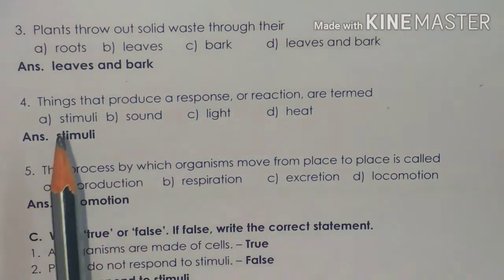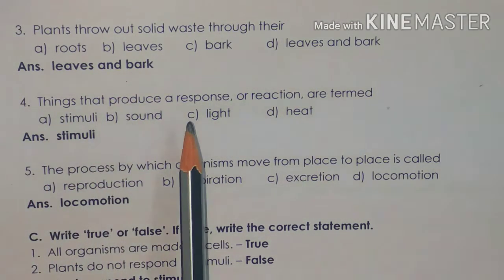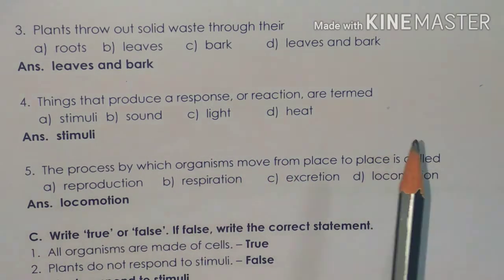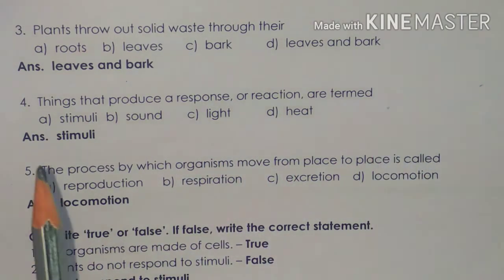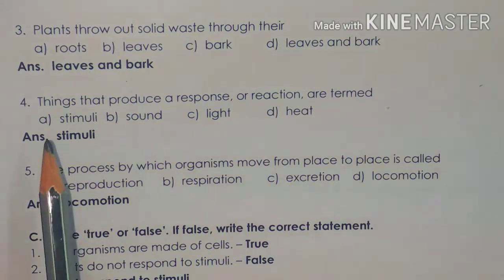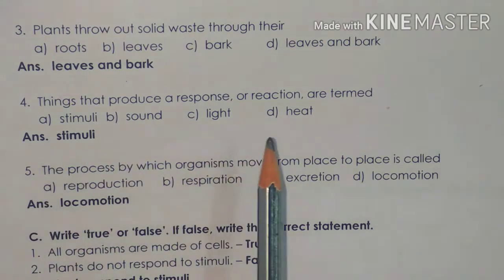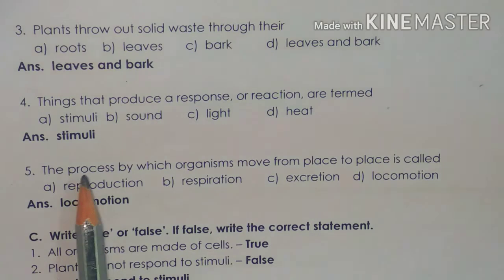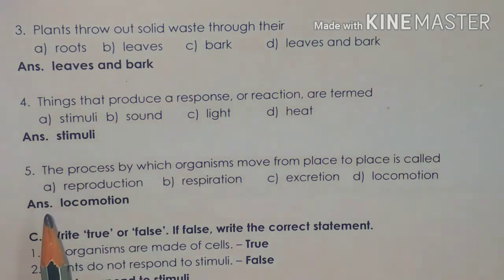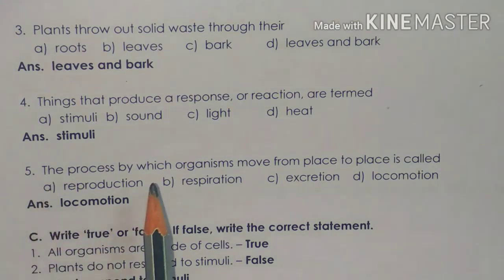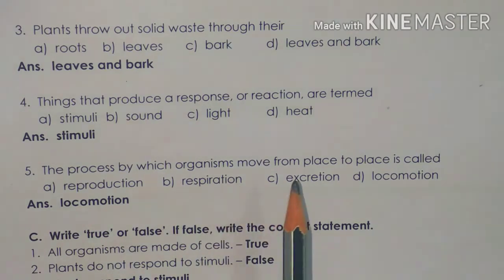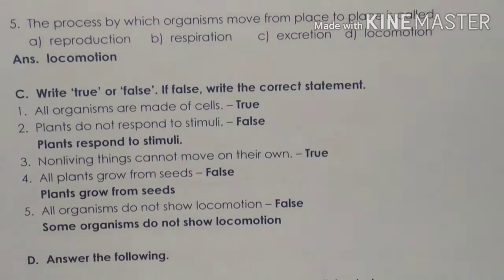Fourth one, things that produce a response or reaction are termed stimuli. Things that produce a response or reaction are termed stimuli. Next one is the process by which organisms move from place to place is called locomotion. Four options are given. The right one is locomotion. Next one is true or false.